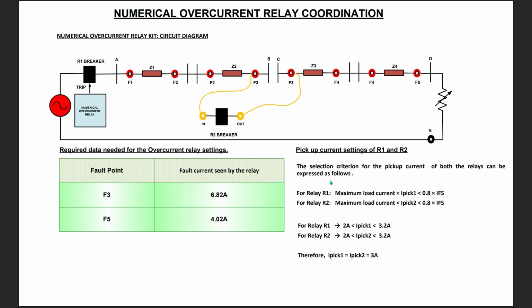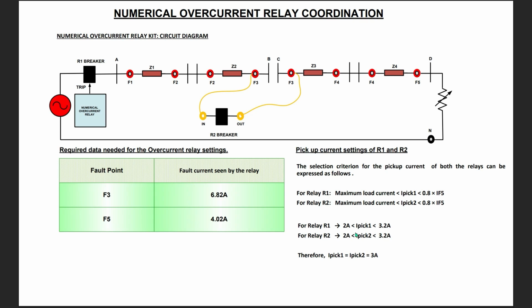To ensure proper relay coordination and avoid undesirable tripping under normal operating conditions, the pickup current of each relay must be selected between the maximum load current and 80% of the minimum fault current. In this case, the minimum fault current seen by both relays is at fault location F5. The selection can be mathematically expressed as follows.